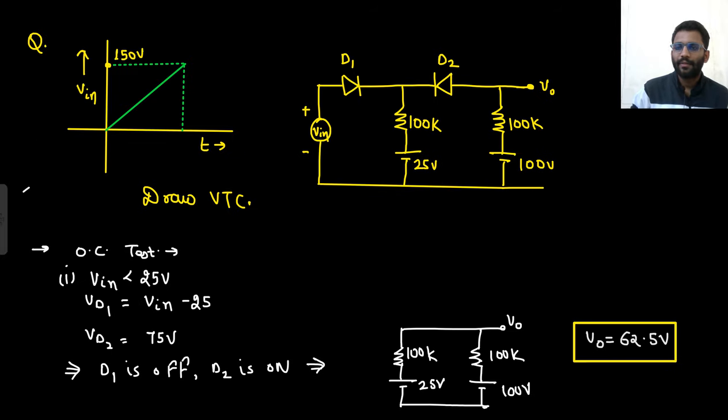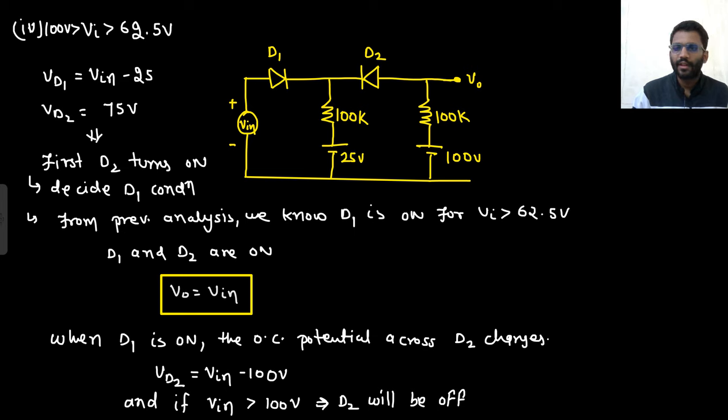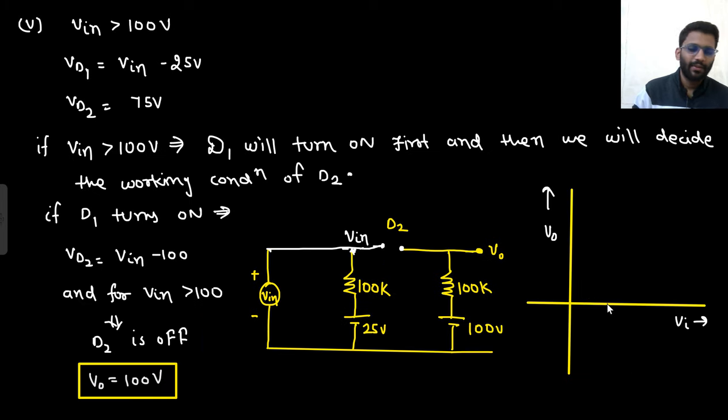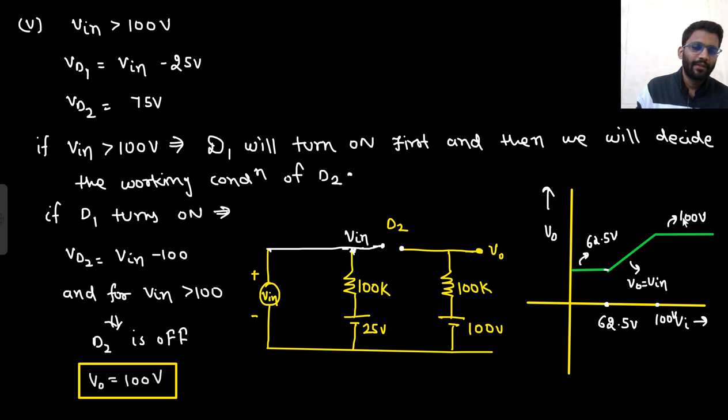In this one, what are our breakpoints? For Vin less than 25, V0 is always 62.5. Till 62.5, it is 62.5 only. After that, it is equal to Vin only. So 62.5 and 100. So before 62.5, it is 62.5 only. Then it becomes equal to Vin. And then it is 100. This is 62.5 volt. This is V0 equals Vin. This is 100 volt. Well and good.